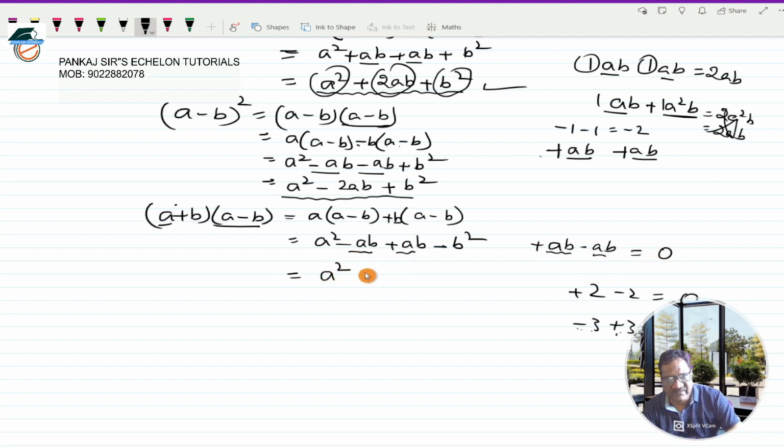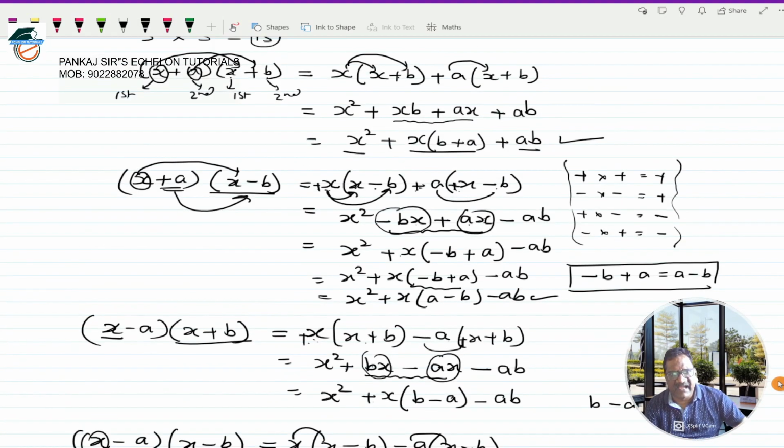So you will be left with a square. This total will be working out to 0. I'm not writing 0, or let me write 0 and then minus b square. So let me ignore this 0. It will be a square minus b square. Got it? So this is how we have to perform the expansion.